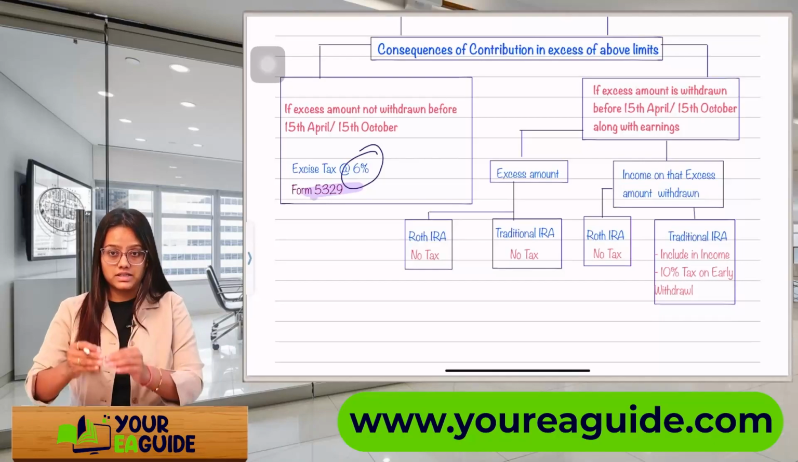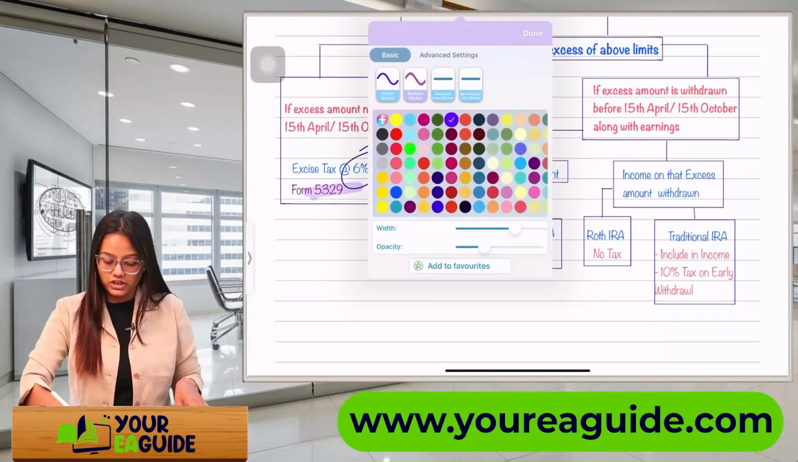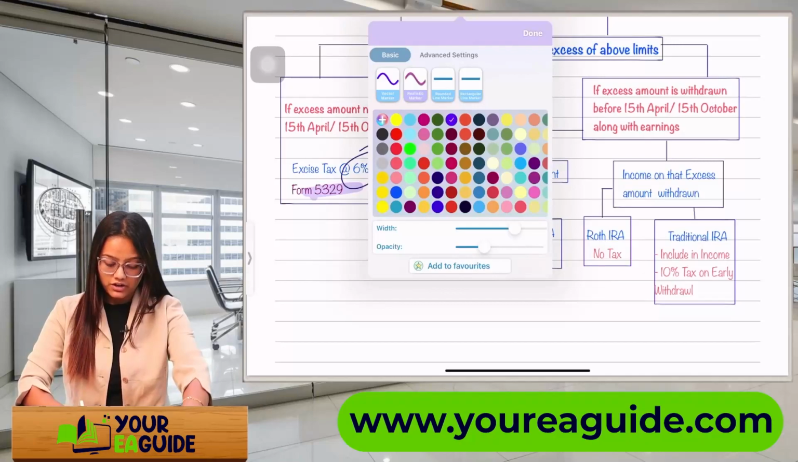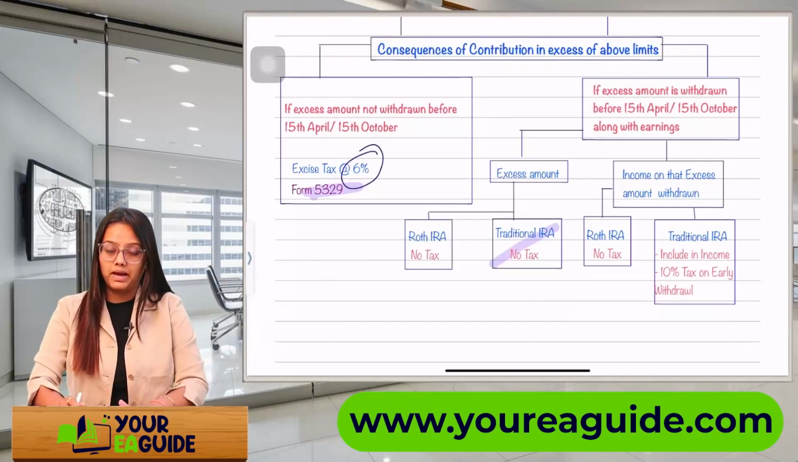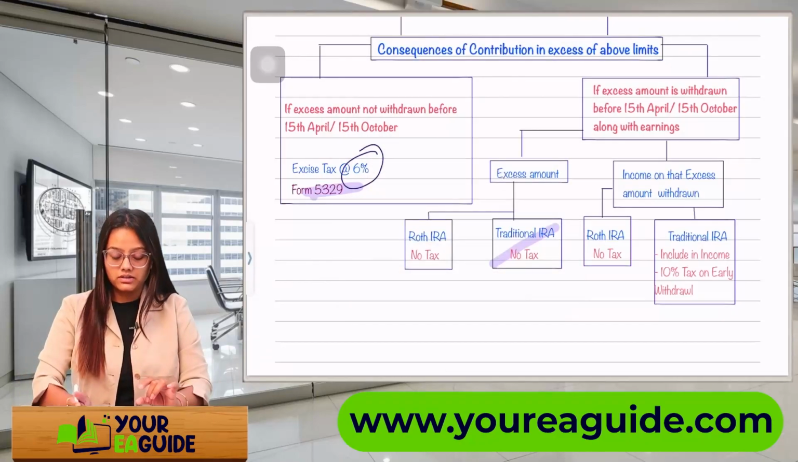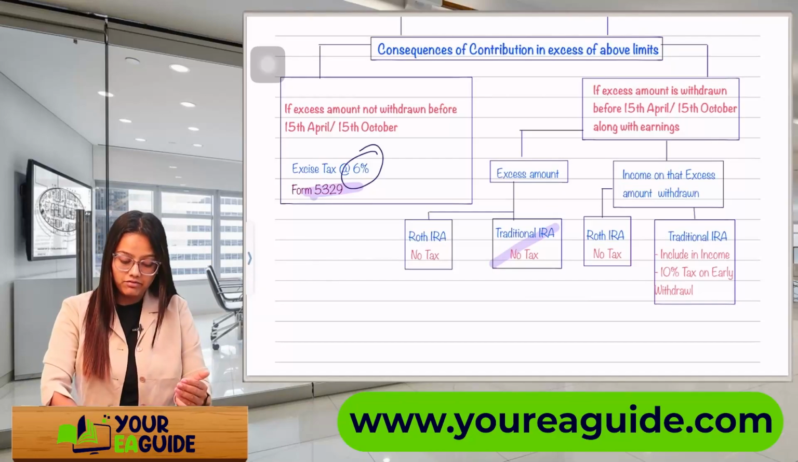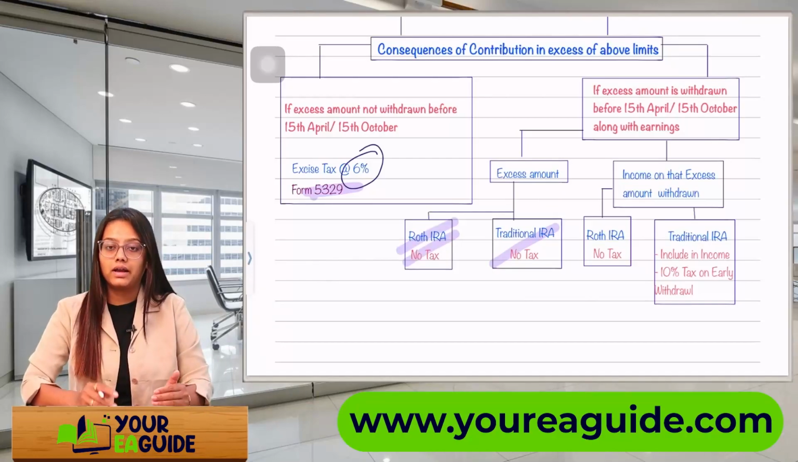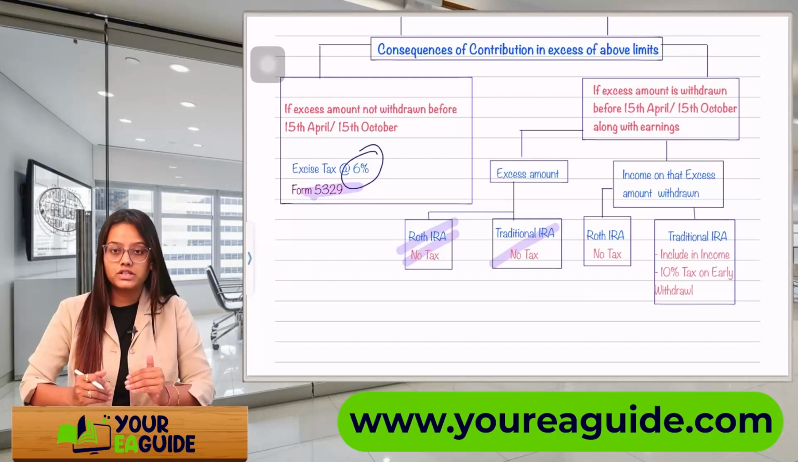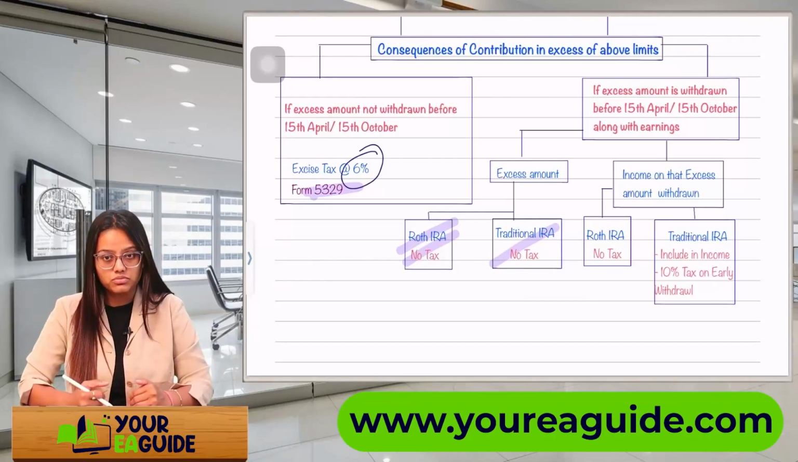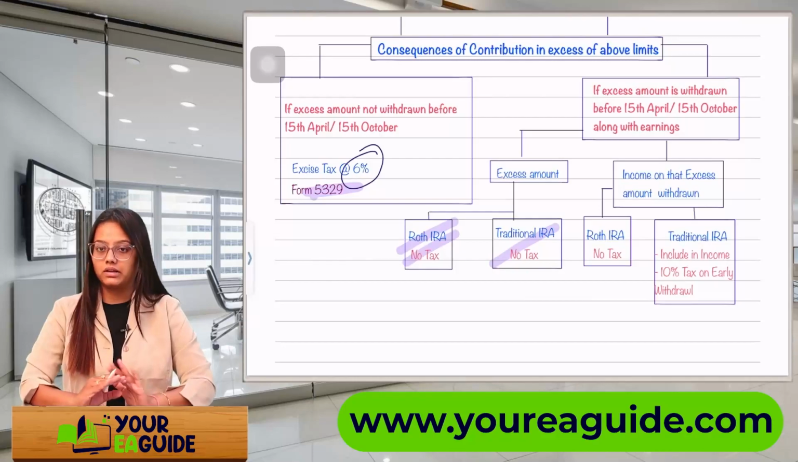In case of the excess amount which you have contributed, if you take a distribution only for that excess amount, and if it's a traditional IRA, no tax will apply. Only the extra amount you are taking as a distribution. Same way, if you have contributed in excess to a Roth IRA and you take the distribution only for that excess amount, nothing is taxable.